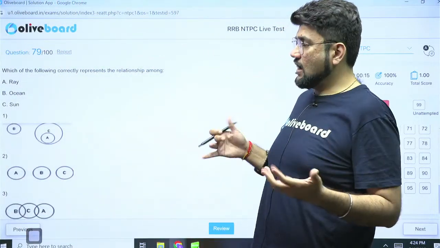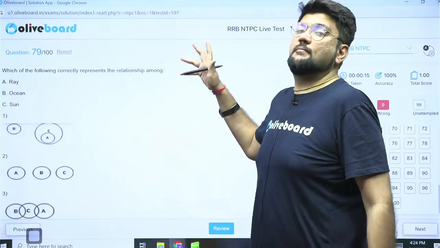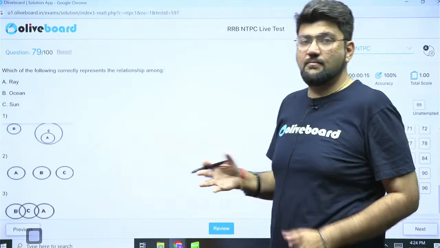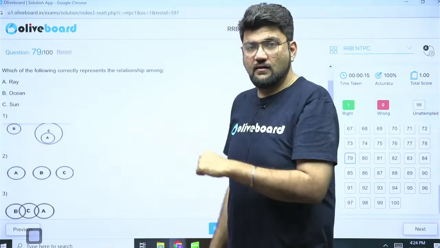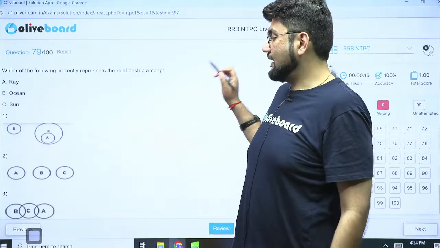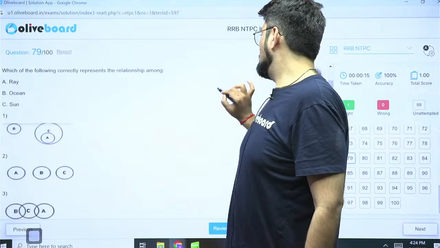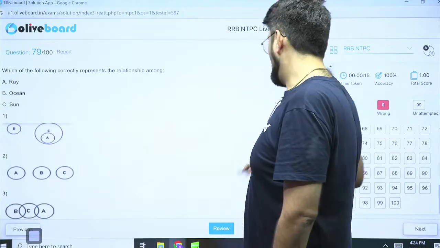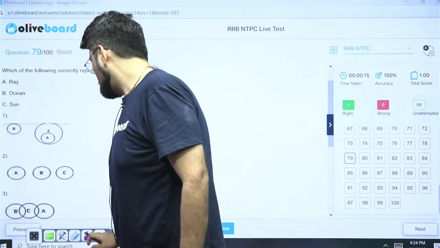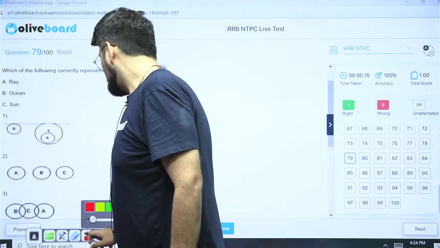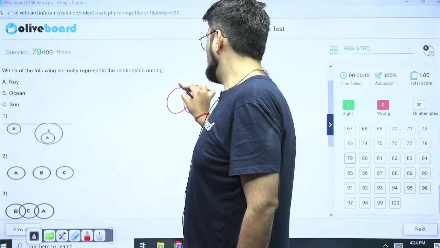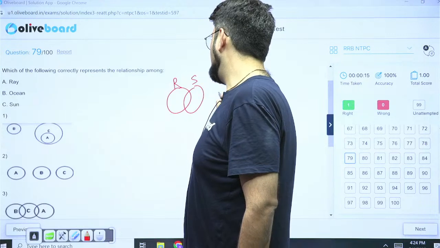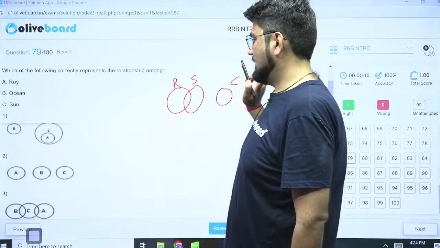Don't unnecessarily put a lot of geography in your head here. I am just talking about basic terms. A lot of students say that rays may not all emerge from the sun. We may have rays from other light sources, like a bulb. So why can't we connect ray and sun completely? A lot of students argue on this question and say that ray, sun and ocean should have been the correct answer.